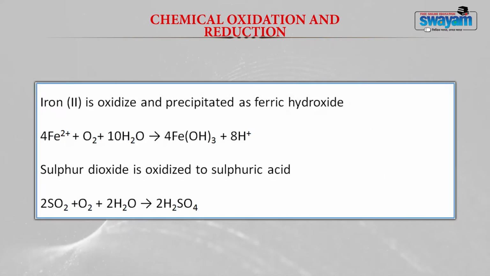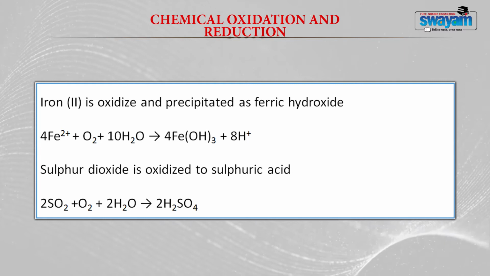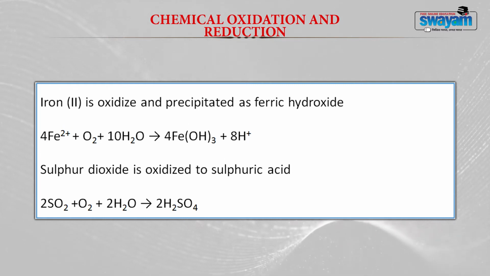Likewise, you can oxidize iron and precipitate it as ferric hydroxide. 4Fe2+ plus O2 plus 10 H2O will give you 4Fe(OH)3 plus 8 H+ ions. Now, sulfur dioxide can be further oxidized to sulfuric acid. 2SO2 plus O2 plus 2 H2O will give you 2 H2SO4.